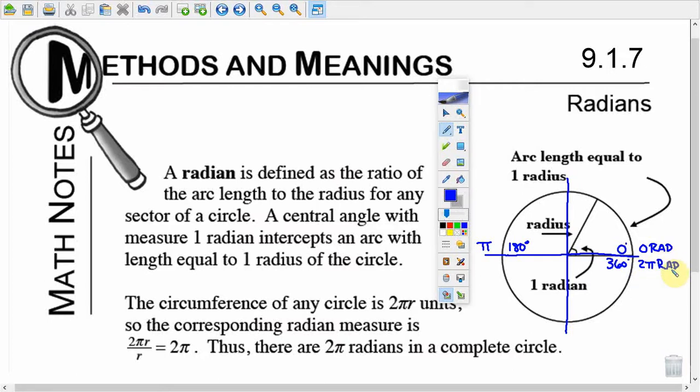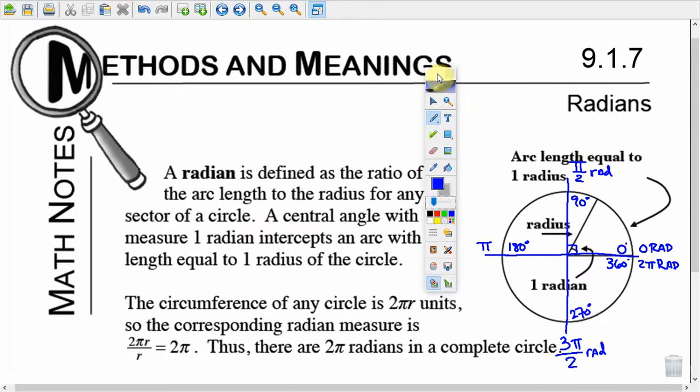radians. If we go up here, this is halfway between 0 and pi, so this must be pi over 2 radians, which is equivalent to 90 degrees. And if we go in the other direction, halfway between pi and 2 pi, that would be 1.5 pi. We can write that as 3 pi over 2 radians, which would be 270 degrees.